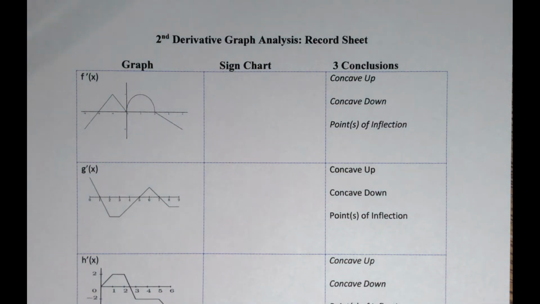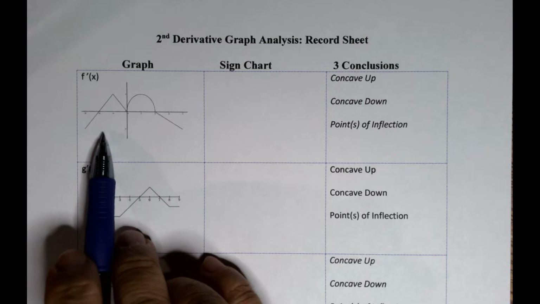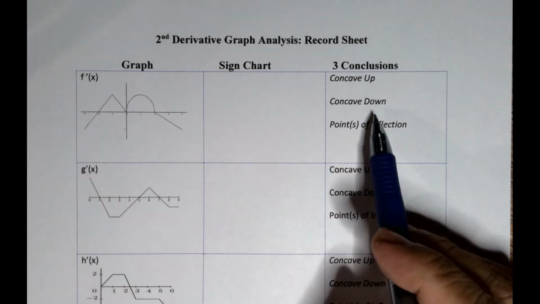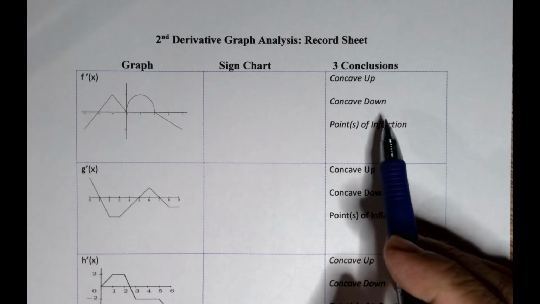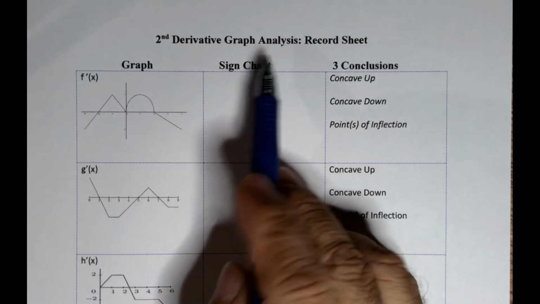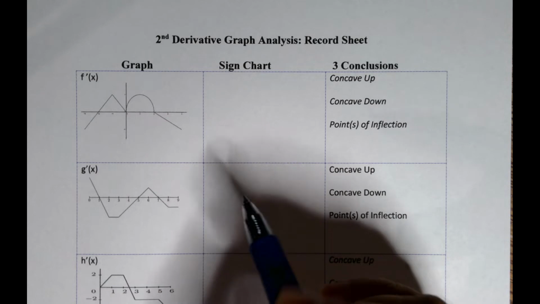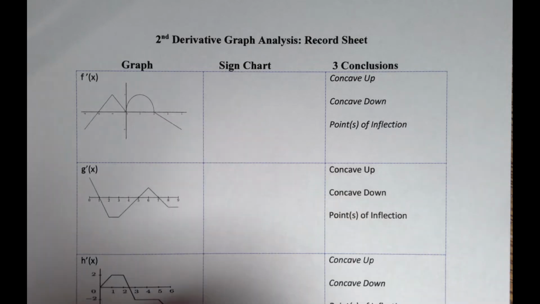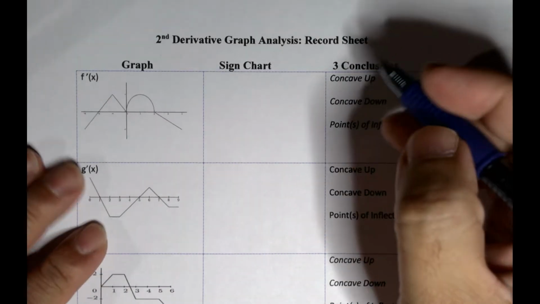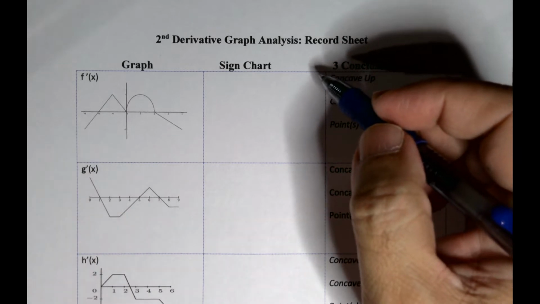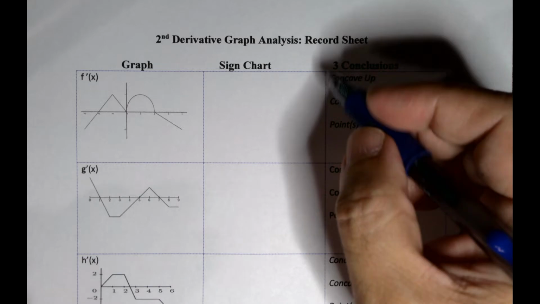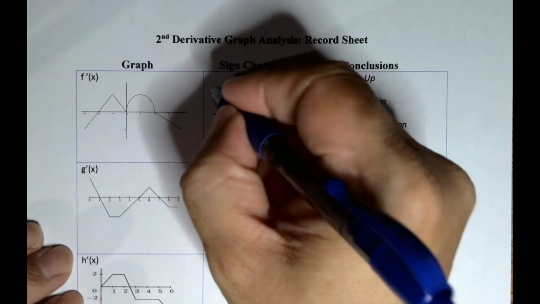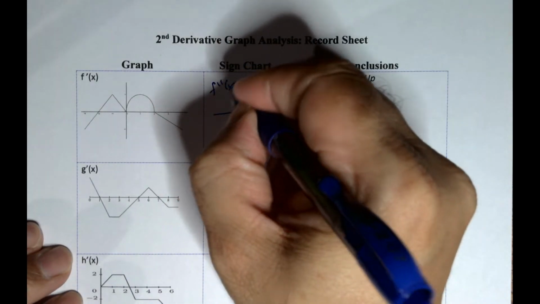Using the graph of the first derivative to make conclusions about the original function, but we're going to do a second derivative analysis, right? So we're doing a second derivative analysis, but we're given the graph of the first derivative. So it's kind of confusing. All right, so let's look at this. When we look at the first derivative, what we want to determine is when the second derivative is positive or negative. So when I make this sign chart over here, this is a sign chart of the second derivative, okay?